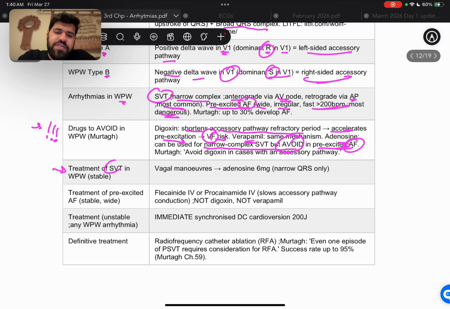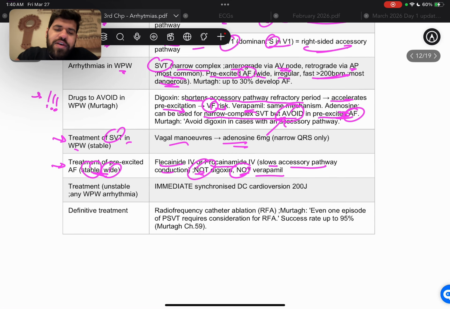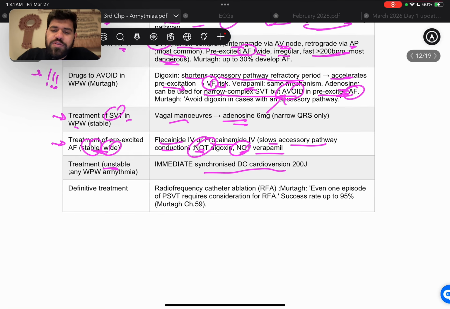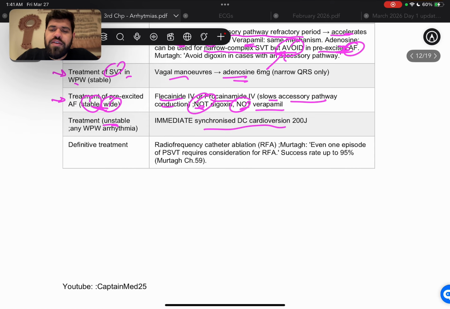And again, treatment for SVT is the same as treatment for the normal SVT: vagal maneuver and then adenosine. Again, adenosine we give in narrow complex SVT, but we avoid in pre-excited AF. Now, the treatment of pre-excited AF, stable and wide: remember, stable and wide is flecainide IV or procainamide IV, which slows accessory pathway conduction, and not digoxin and not verapamil. Now, for unstable, we do synchronized DC cardioversion. And the definitive treatment is RFA. Even one episode of PSVT, according to John Murtagh, is consideration for RFA, and it has a success rate of 95%.